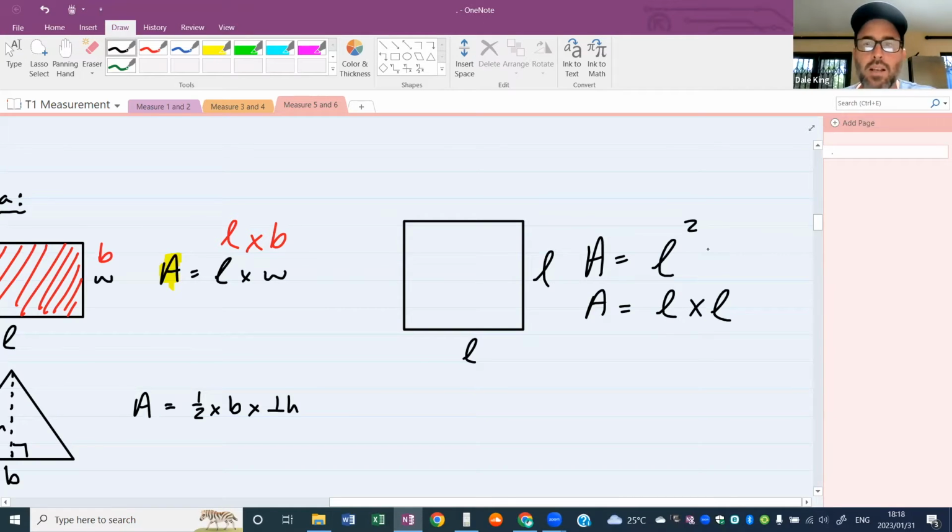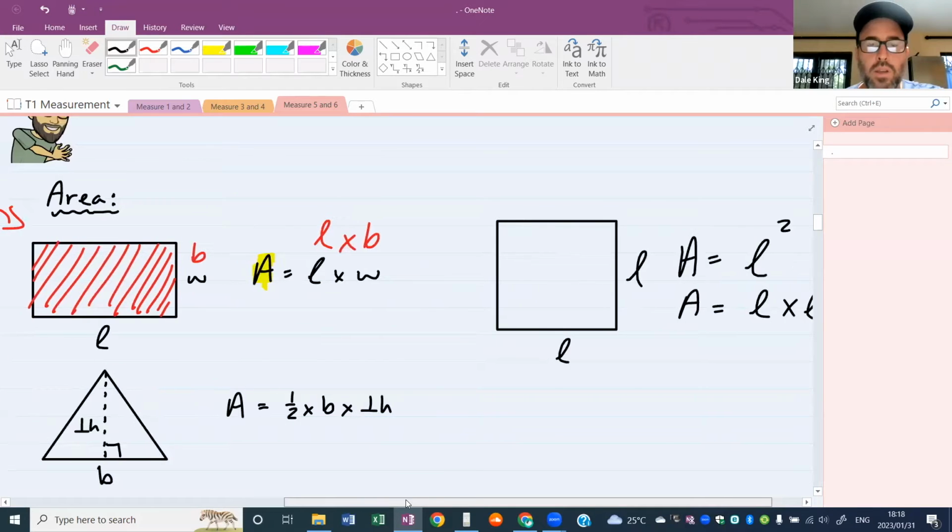So when you see L squared, don't stress. It's just another way of writing the square formula. It works the same way. You just need to know where to put a value into that L. So squares work exactly the same way, but they have all their sides the same.